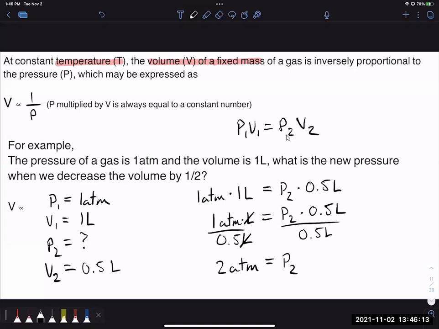So to go back, this law is that pressure and volume are inversely proportional. We shrunk our box by half, so pressure has to increase by double.